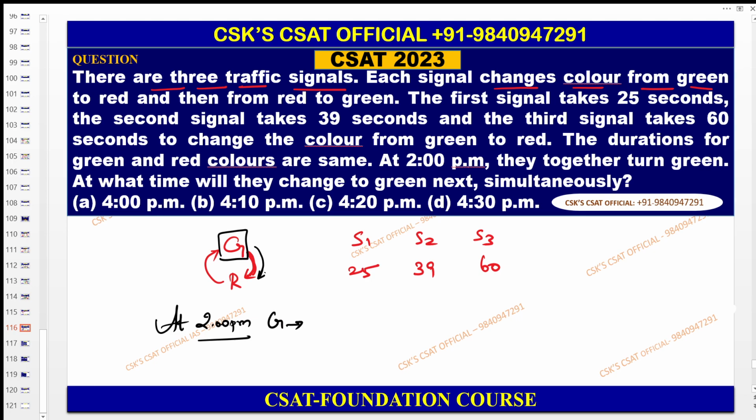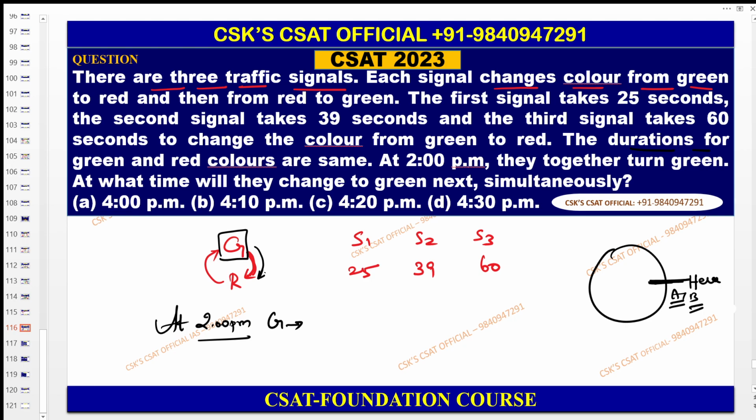Now you know that running circular track concept. A person starting from here, 2 persons A and B. One is running with some speed, another one is running at another speed. The speeds vary. Again, when they will meet again at the starting position, the same concept applies here. The duration for red is the same. At what time will they change to green next simultaneously?